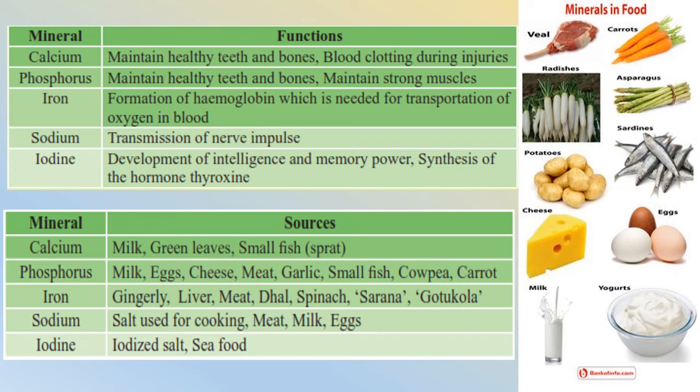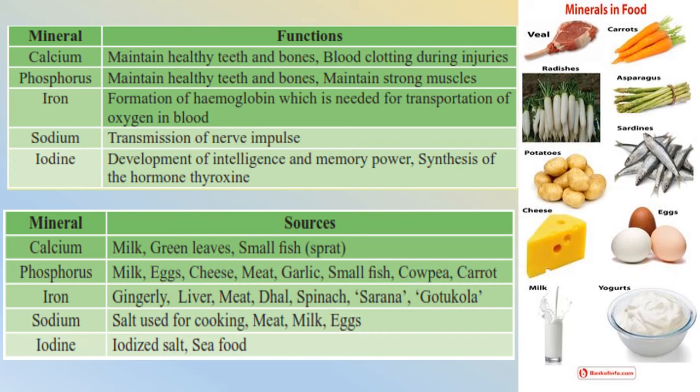So the next mineral is sodium. Sodium is important in the transmission of nerve impulses. And the foods that are rich in sodium include the salt that we use in our cooking. So you have to include this, and a certain amount of foods such as meat, milk, eggs also contain sodium.